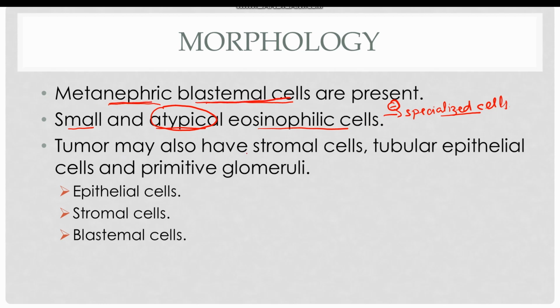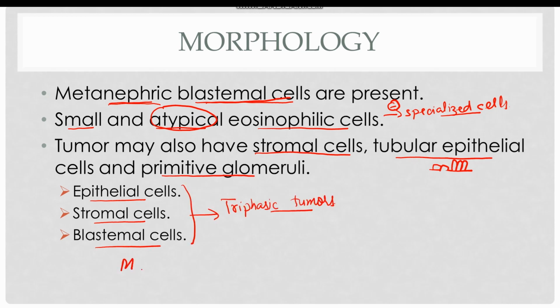The tumor might also have some stromal cells along with tubular epithelial cells, which could be cuboidal or columnar, and there is also the presence of primitive glomeruli. A Wilm's tumor which reveals the presence of epithelial cells, stromal cells, and blastemal cells is typically known as a triphasic tumor. Mitotic bodies are abundantly present, and there could also be focal necrotic areas.